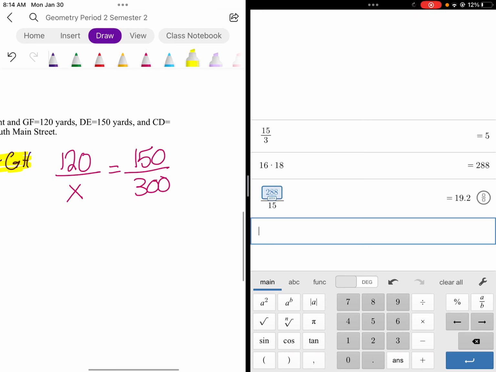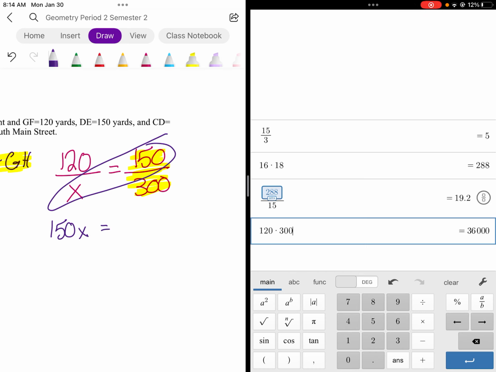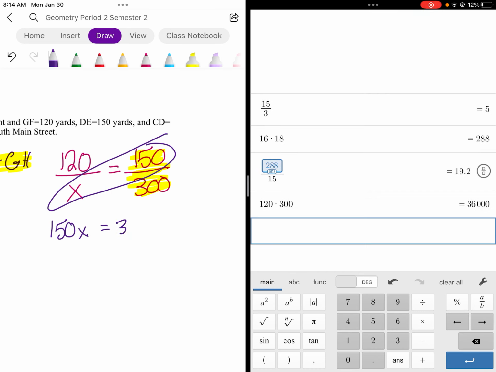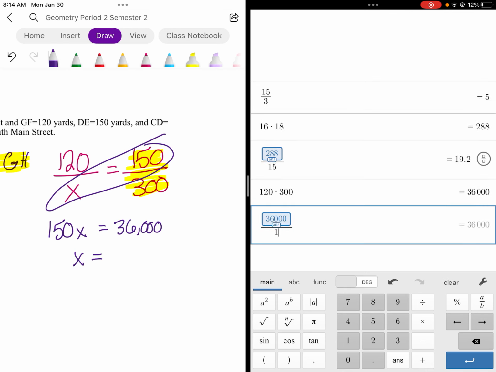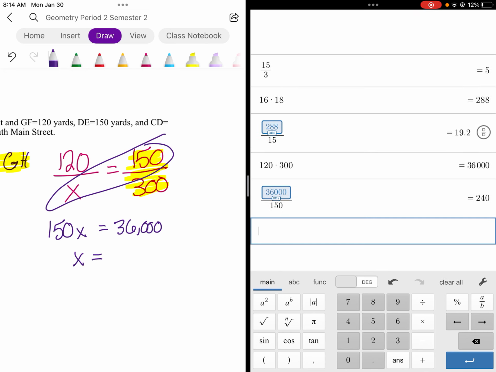If you wanted to simplify 150 over 300 before you cross multiply, you can do that. If you'd prefer just to cross multiply, that is also an option. So then we would get 150x equals 36,000, and then we're going to take that answer and divide it by 150, which gives us our answer of 240.